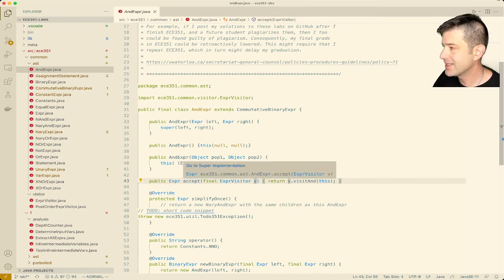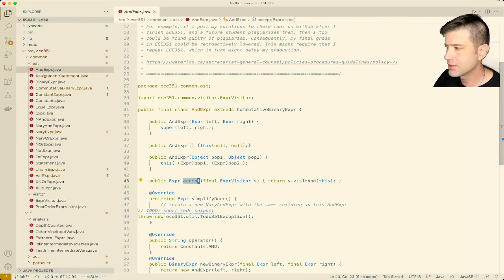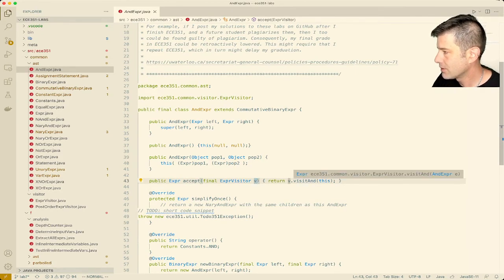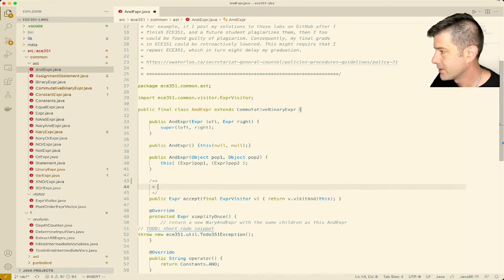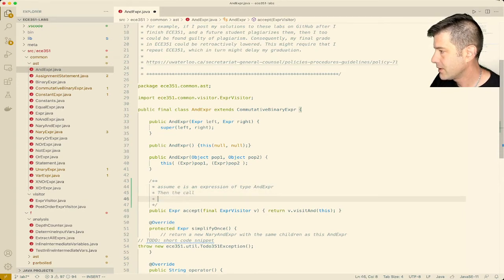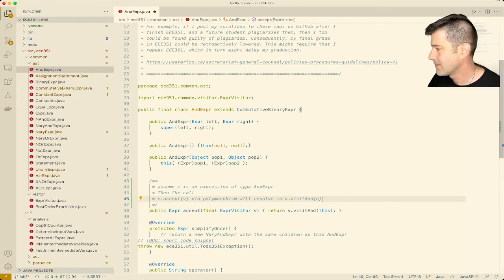So for example, if I call accept on an AND expression, even if I don't know that it's an AND expression, this gets called with my visitor passed as an argument. And this code, because it's code inside AND, it knows that it's an AND call, and so it will call v.visit AND on this expression. So let me add just a little example here. What that means is that assume E is an expression of type AND expression. Okay? Then the call e.accept(v) via polymorphism will resolve in v.visit(e). Okay.